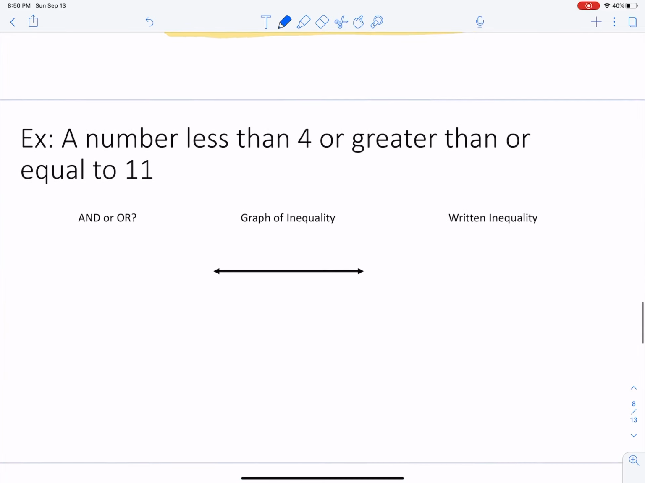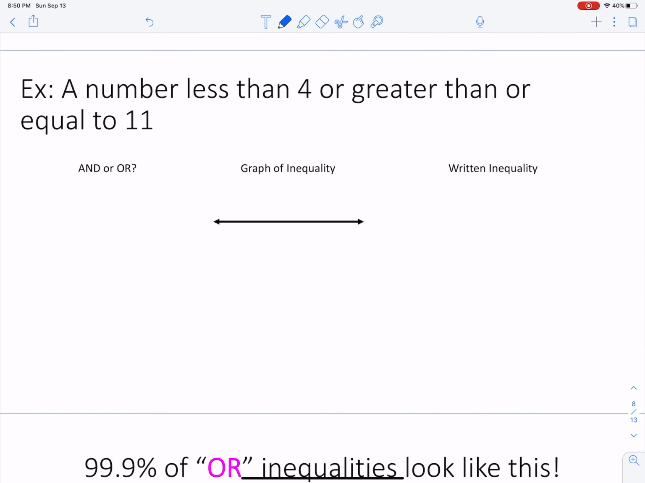So when we talk about our or inequalities, we have a number less than 4 or greater than or equal to 11. So I'm dealing with 4 and 11. It's definitely an or inequality because of that keyword. Now I'm going to throw it on a number line. I have 4, I have 11. So a number less than 4, it can be any of those numbers, or greater than 11.